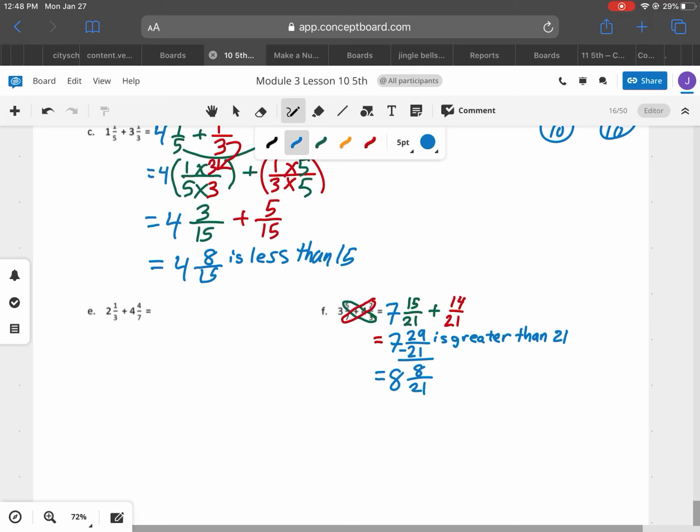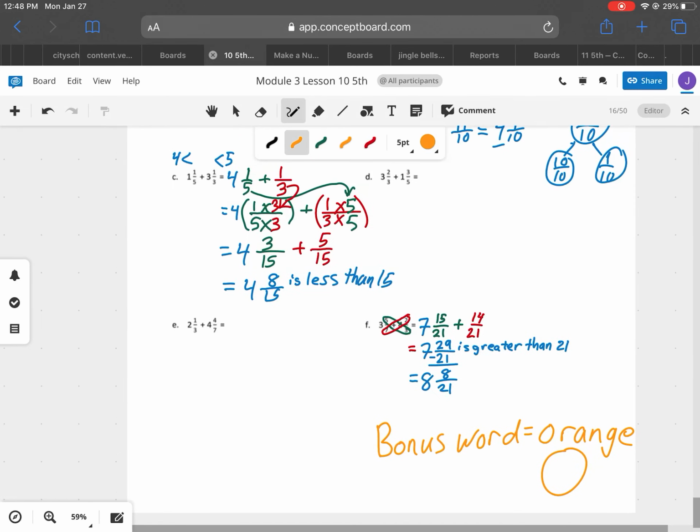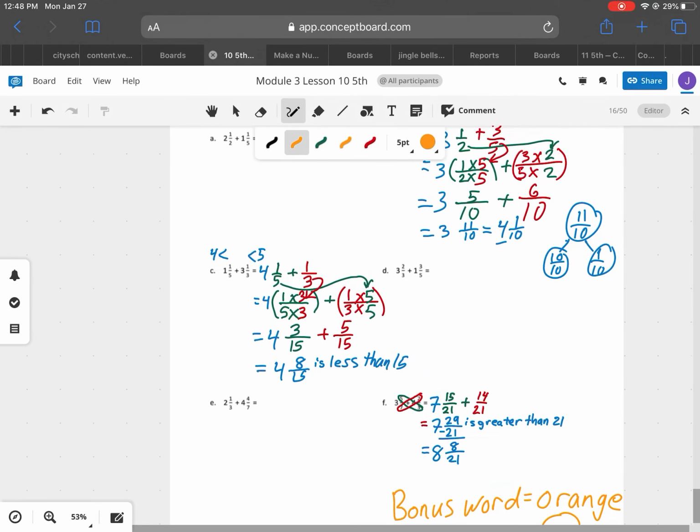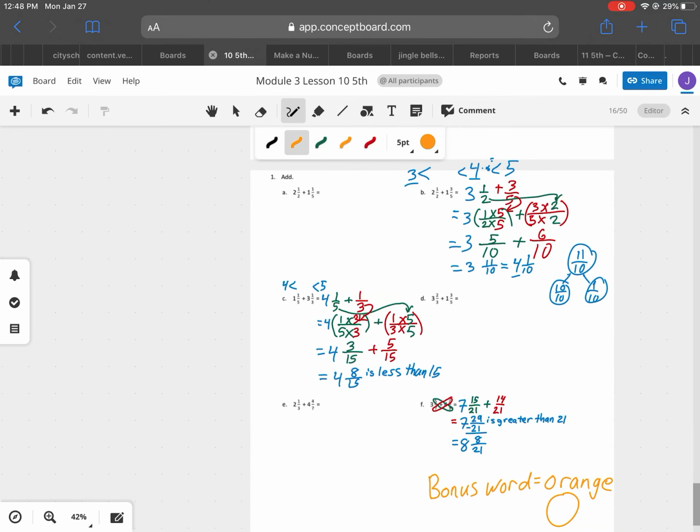All right, so today's bonus word, orange. That's what I'm about to eat because I haven't finished my lunch. So it's an orange. Do your best. May the force be with you. Remember to rewind if you need to.